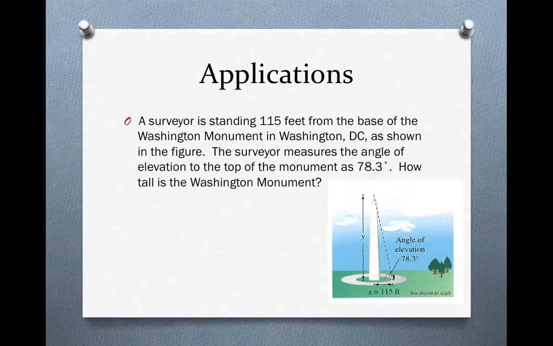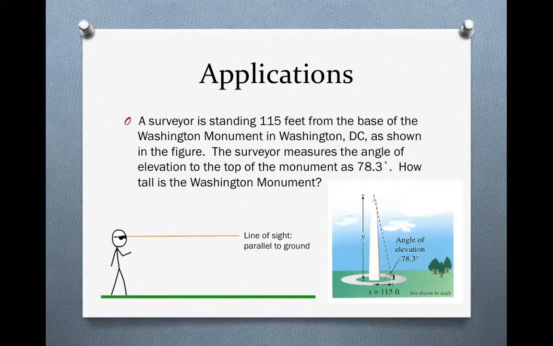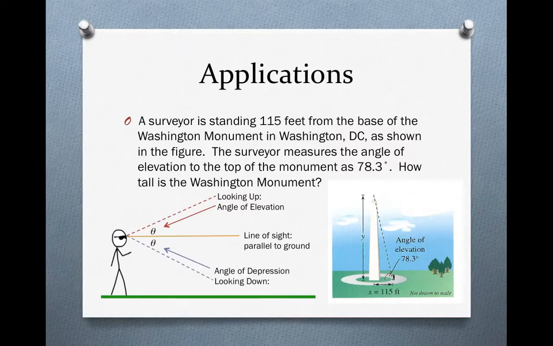So the first thing I want you to be clear about is the fact that we have angle of elevation and angle of depression in a lot of these problems, and I want you to be clear what that means. When you have the ground and you look straight out, you have a line of sight that is parallel to the ground. That's just looking straight ahead. If you then look up from that line of sight, we call that an angle of elevation. If you look down from that line of sight, then that's called an angle of depression.